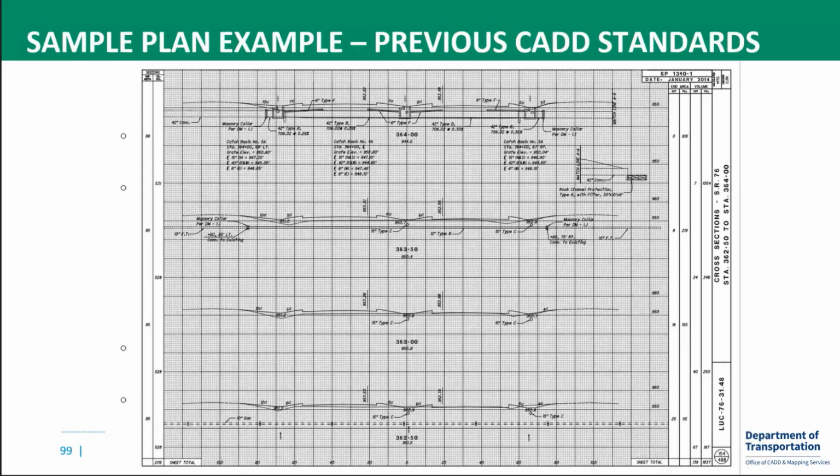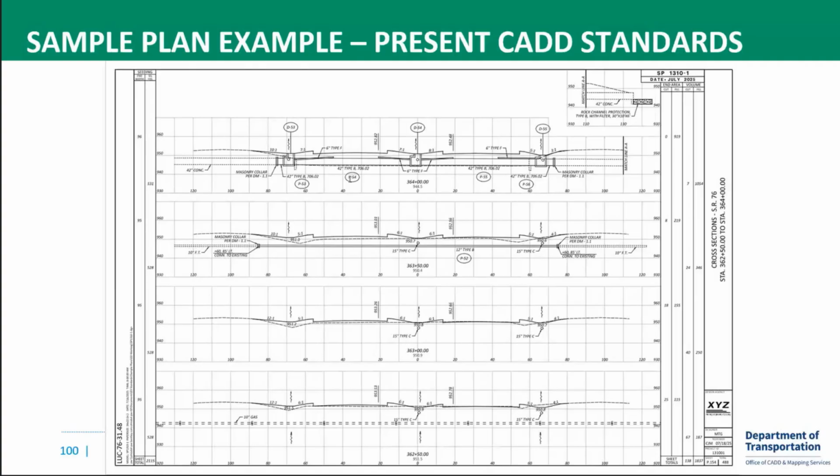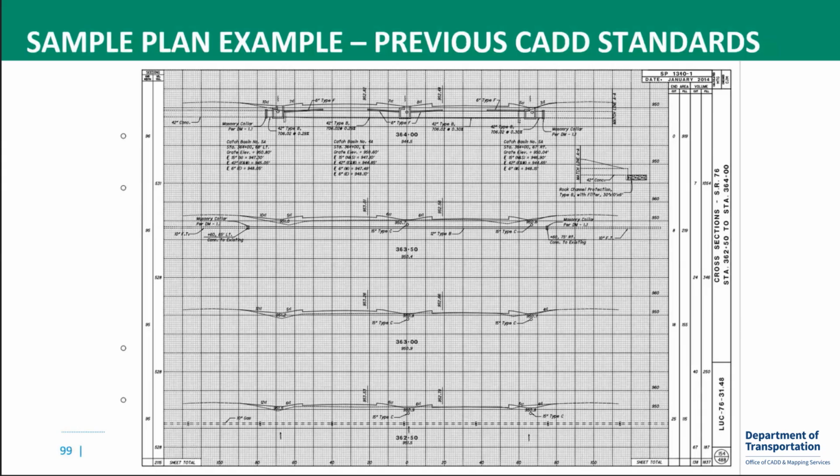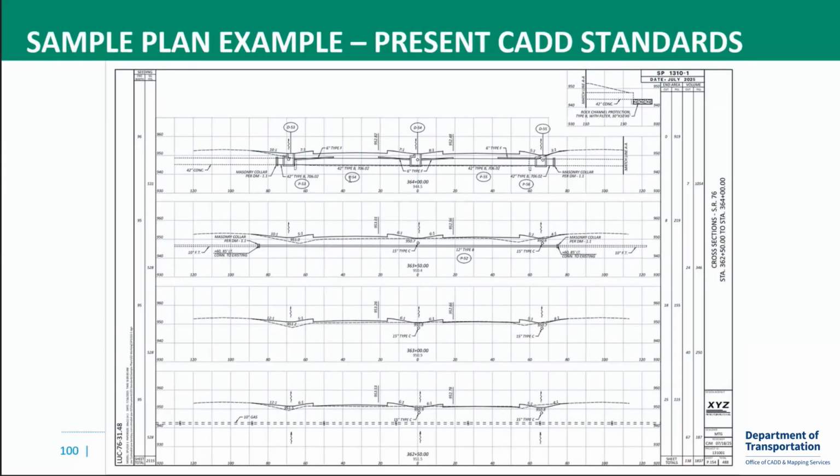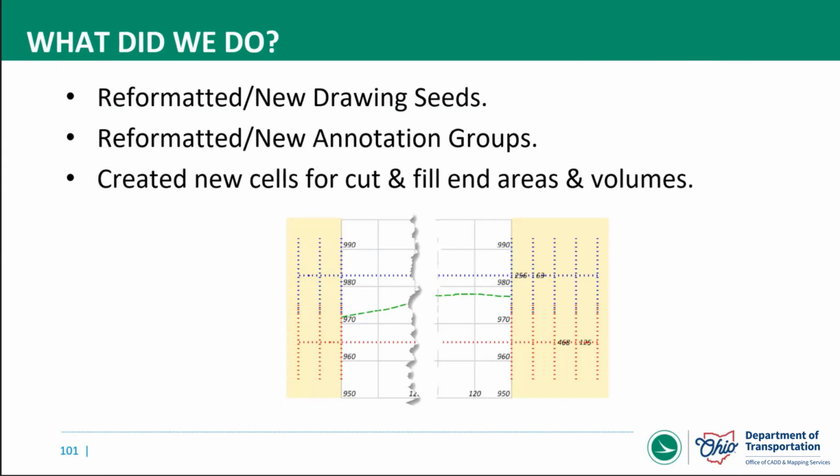So this was the previous sample plan leading up to this year, or to July. And this is kind of what the new one will look like, or does look like now. So it looks very similar. The minor grids are really the biggest difference that you'll see there.